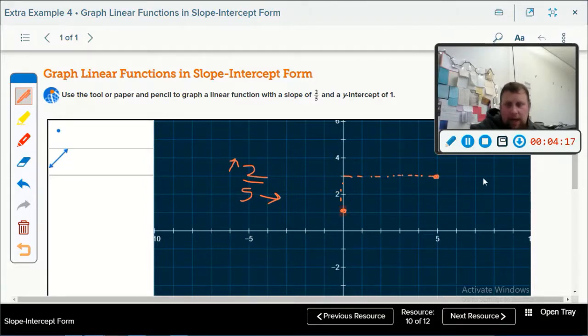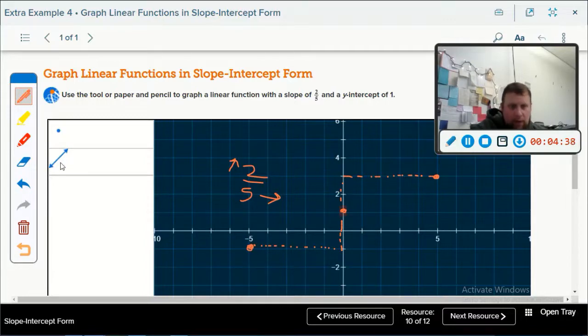And now keep in mind I can keep doing that. I can even work myself backwards. I can go, all right, if it's up and to the right, I can go down and to the left to get another point. So I can go down 1, 2, left 1, 2, 3, 4, 5. Okay? I can get another point that way.